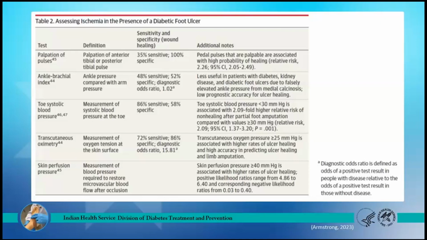Skin perfusion pressure is a measurement of the blood pressure required to restore microvascular blood flow after occlusion. Skin perfusion pressure greater than 40 millimeters of mercury is associated with a higher likelihood of ulcer healing. Again, it should be noted that these tests may not be available to everybody in all locations, but we need you to be aware of them and knowledgeable of them.